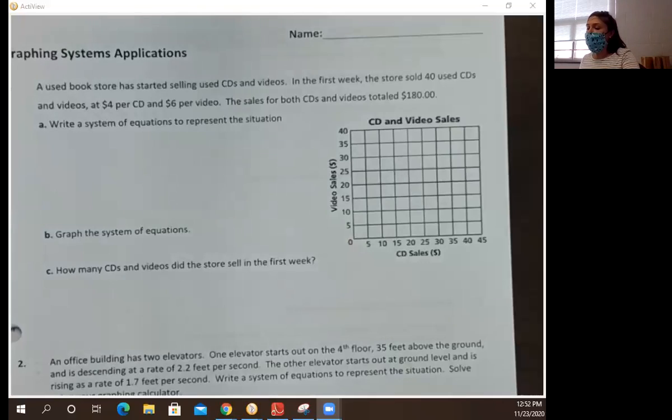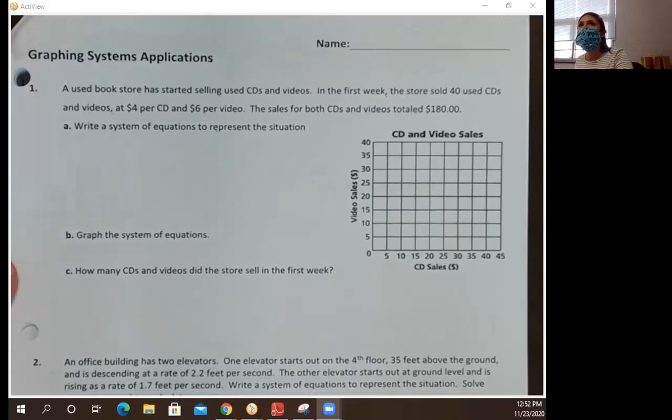Let me start screen sharing now. So we're on page 133. We're going to continue to talk about solving systems of equations today.